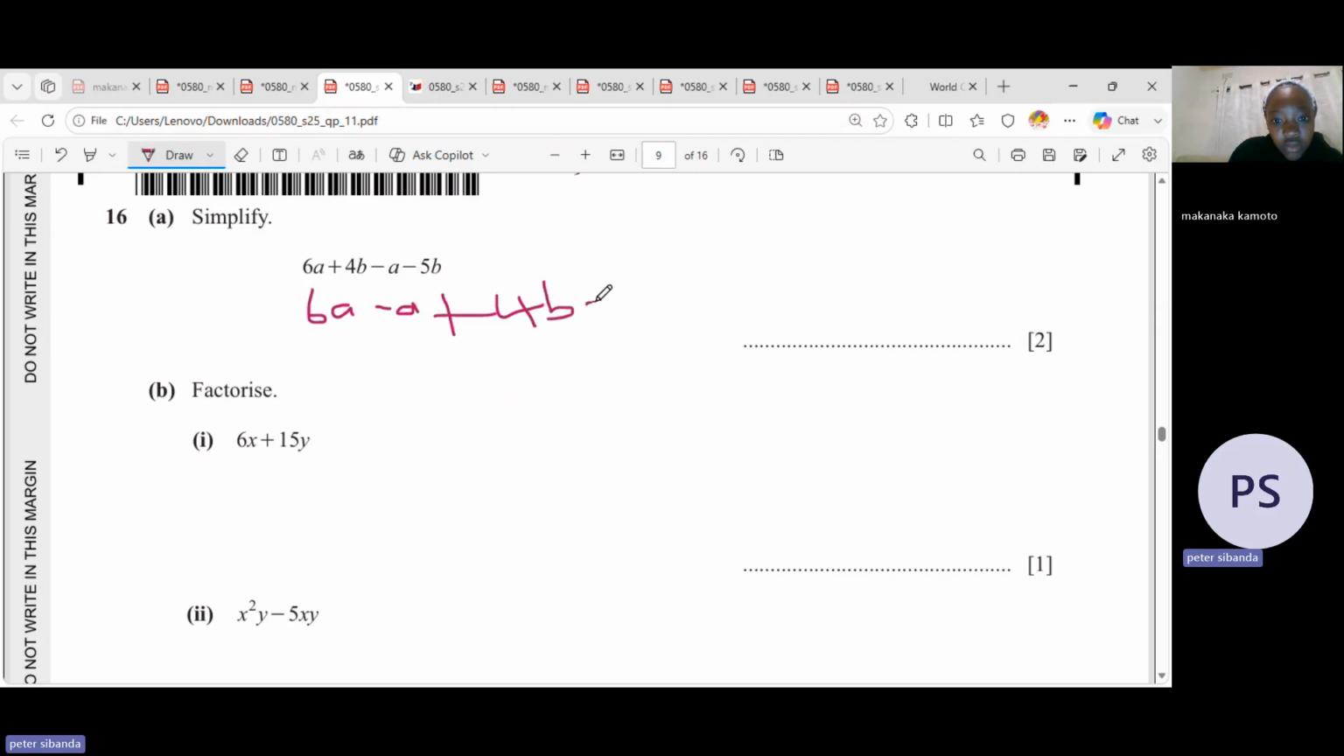But what is 6a minus a? It's 5a, because minus a is like minus 1a. So 6a minus 1a equals 5a. But what is 4b minus 5b? Negative, because 5 is bigger.